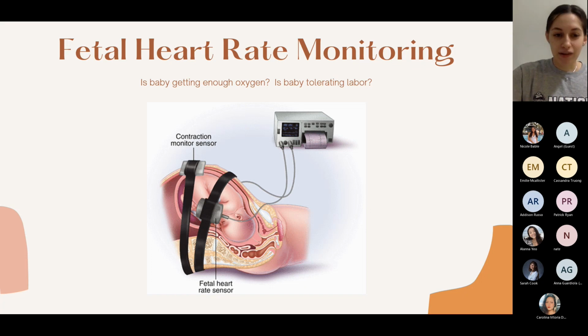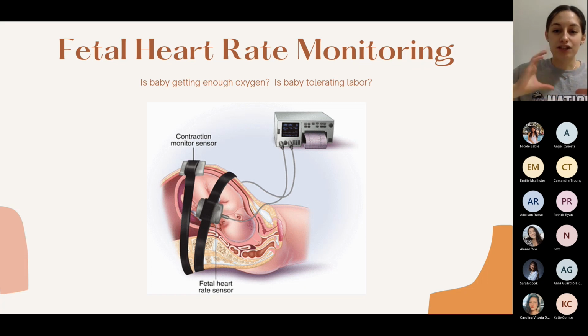Here on the picture, you can see there's the contraction sensor, and that's going to be the toco for the external fetal monitor. You palpate the fundus, find the top of the fundus, and that's where you're going to put it on. And then the second one that you see is going to be like a Doppler, and it's going to pick up the baby's heart rate.